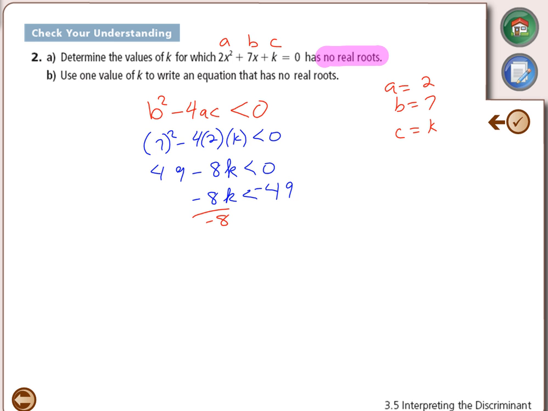Now we got to divide by a negative 8. Oh, that's why we did that first question there. Because when we divide by a negative, we got to flip the sign. K is greater than positive 49 over 8 now. That's the values of K to give us no real roots.